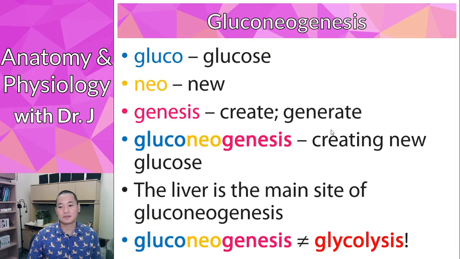Often people confuse glycolysis with gluconeogenesis. So glycolysis refers to the breakdown of glycogen into glucose. But gluconeogenesis is special in that you're not actually breaking down glycogen, you're actually synthesizing new glucose molecules from other organic molecules in your body.